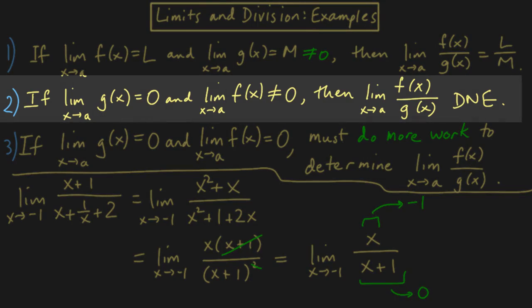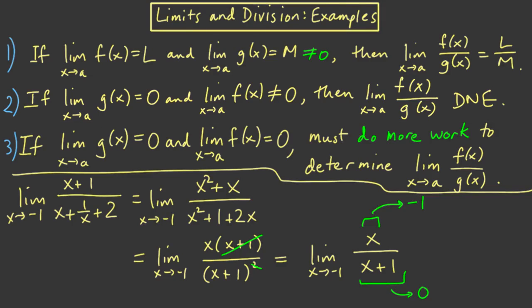And so we're talking about part 2 of our limit law for division. The denominator is going to 0, the numerator is not going to 0. That means that this limit does not exist, and neither does the original limit. So that's how you use the limit law for division. We have plenty of exercises for you, so enjoy.